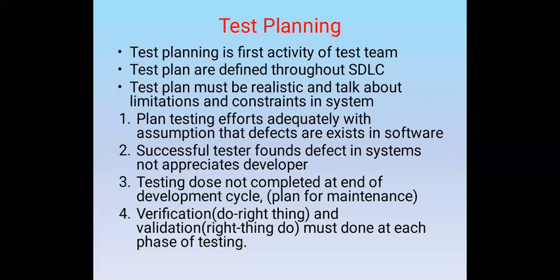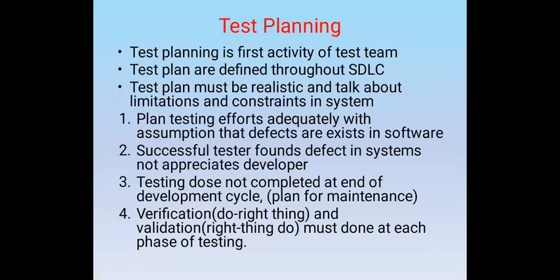Next point is test planning. Test planning is the first activity of the test team. Test plans are defined through the SDLC lifecycle. Next, the test plan must be realistic and talk about the limitations and constraints in the system. If we are making a test plan for a particular project, it should contain realistic processes. It should also give some limitations. It contains different stages like that.